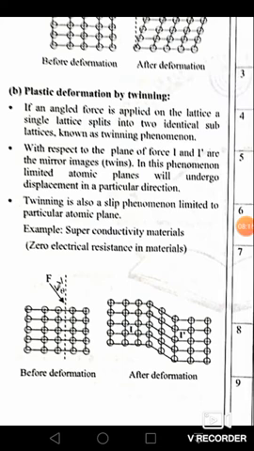Superconductivity of materials means zero electrical resistance. Normally all materials have some resistance, because of which they conduct electricity, but in superconductive materials the resistance is almost zero. They are called superconducting materials. We can see in the diagram the arrangement of atomic planes before deformation and the arrangement after deformation. You can easily observe that they are at some angle.